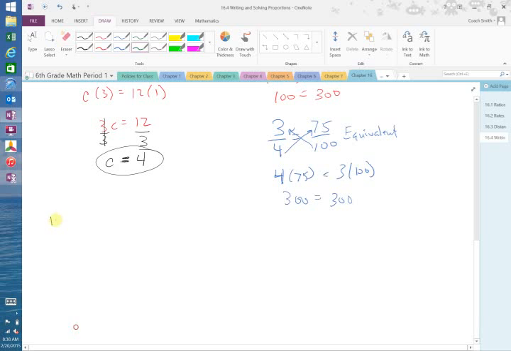All right. We have 12/5 equals 24/D. I want you to try that one on your own. When you have your answer, raise your hand so I can come by and check it.